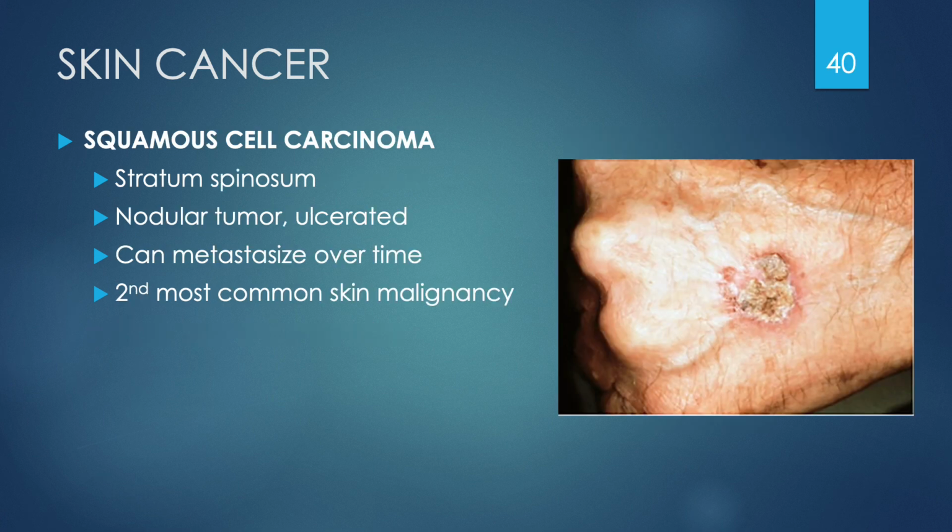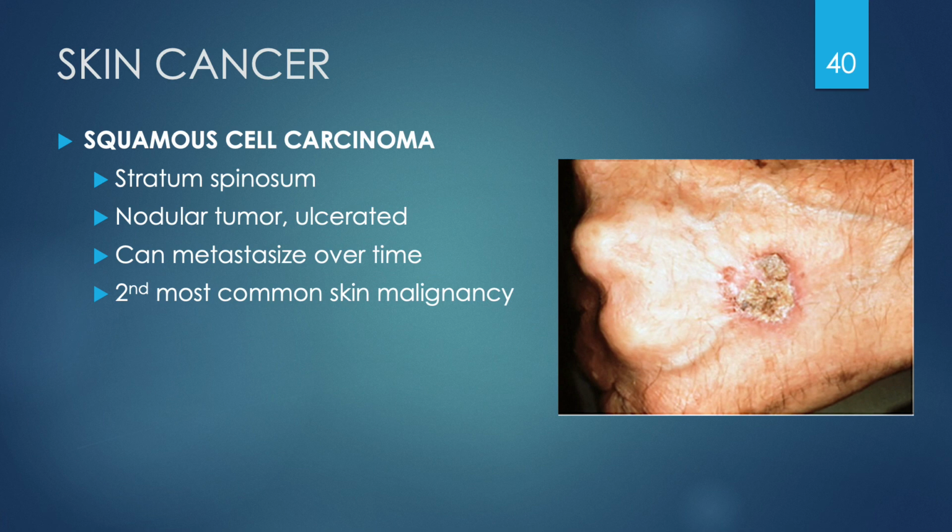Squamous cell carcinoma is going to arise from the stratum spinosum, and it's a really ugly looking skin lesion. If you were to see this on somebody, you would think it's probably a non-healing lesion, like they've cut themselves or burned or something. So it can appear nodular at the perimeter, and you can see in this image on the right that it's kind of erythematous or red around the edges.